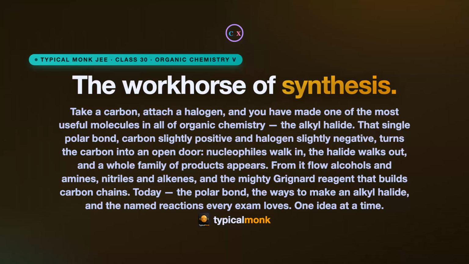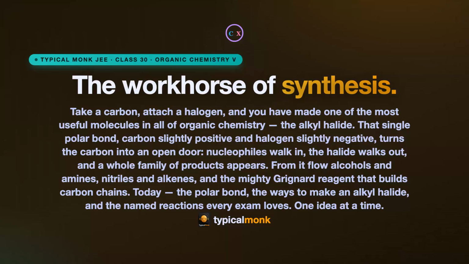Take a carbon, attach a halogen, and you have made one of the most useful molecules in all of organic chemistry. That single polar bond, carbon slightly positive, halogen slightly negative, turns the carbon into an open door. Nucleophiles walk in, the halide walks out, and a whole family of products appears. From it flow alcohols and amines, nitriles and alkenes, and the mighty Grignard reagent that builds carbon chains.